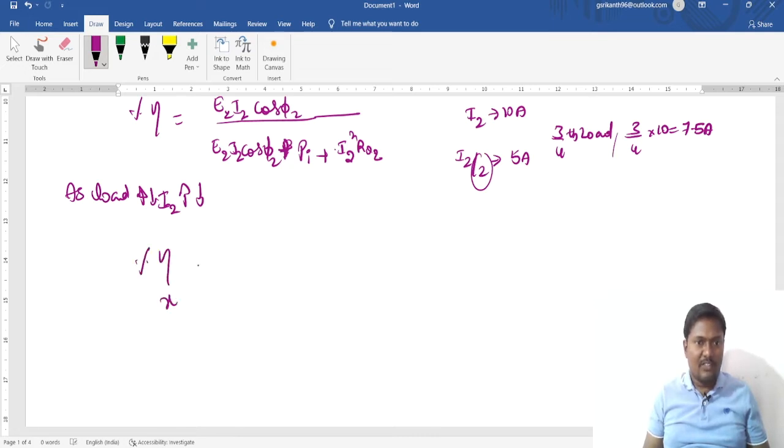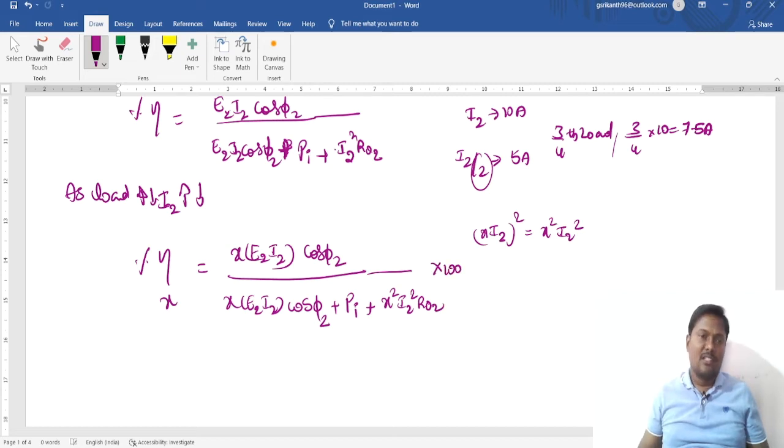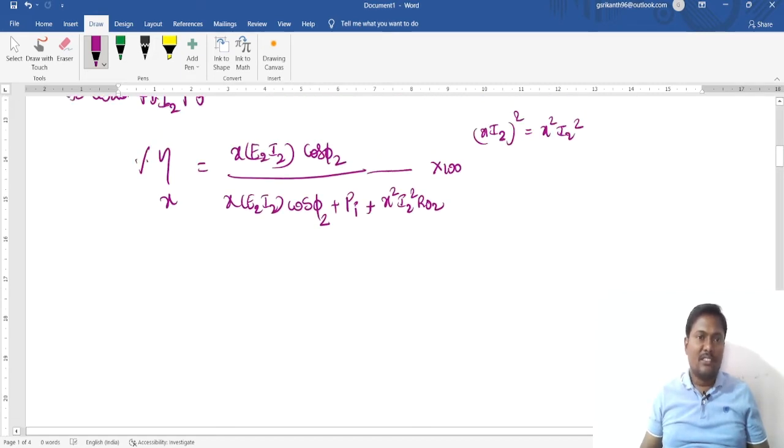Then efficiency at x fraction of load is equal to x E2 I2 cos phi 2. Wherever I2 is there, put x I2. So x times E2 I2 cos phi 2 plus iron losses plus x I2 whole square, that means x square I2 square into R02, multiplied with 100. Then you will get the percentage efficiency at any fraction of load.